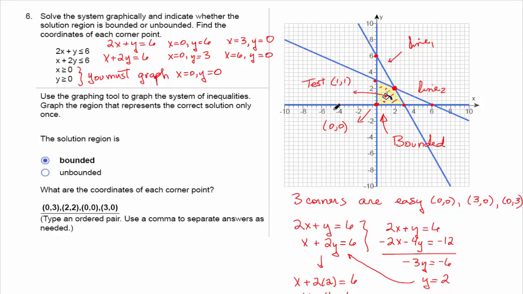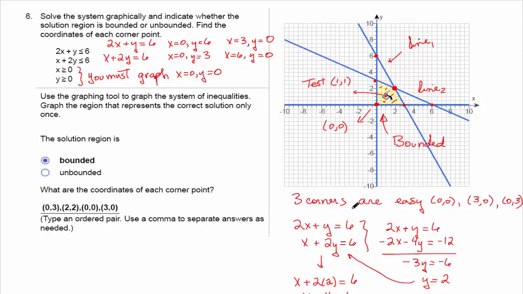The second part of this, they say, what are all of these corner places? We're going to see in section 5.3 that the corner places are the most important because that's where you can maximize or minimize a condition. Well, 3 of these are easy. We can just read them from the graph. 0, 0, 0, 3, and this point 3, 0. Maybe if you zoom in, you could read this from the picture. Maybe it's easy, maybe it's not.